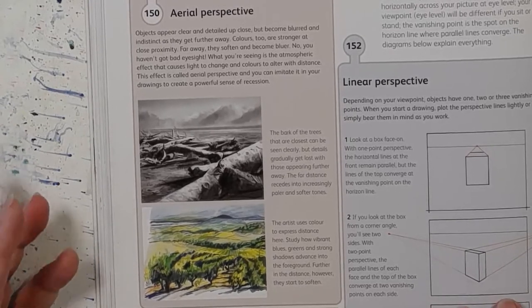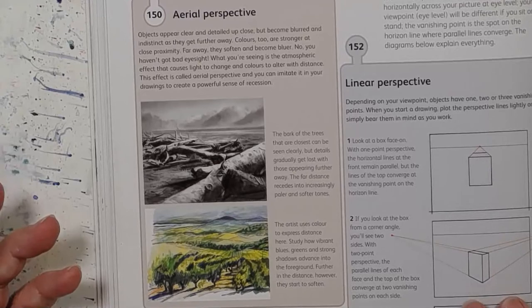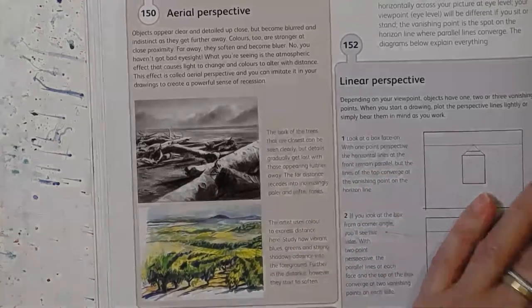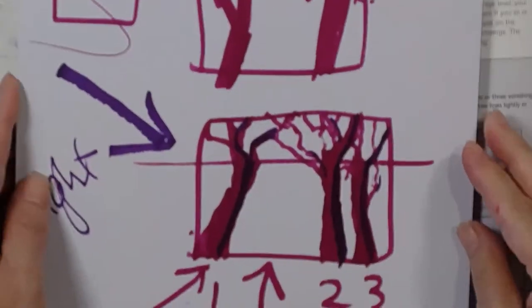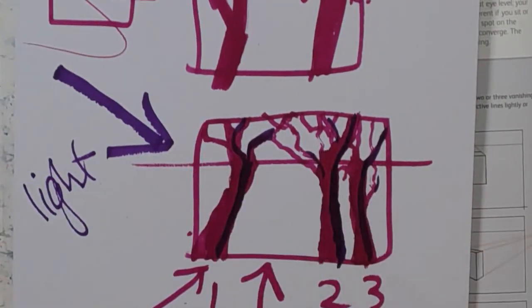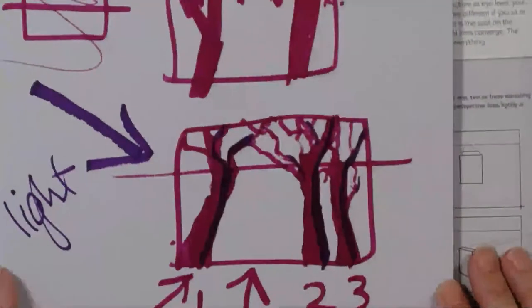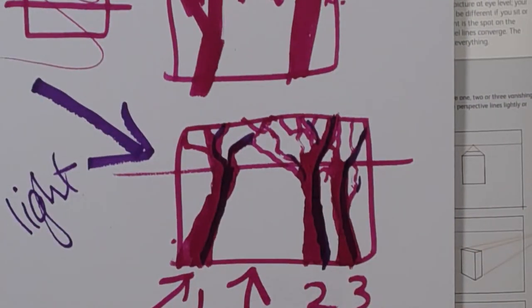Jane says, did you deliberately start tree branches at the horizon line? Ooh. This is the one that I was thinking about. No, it wasn't deliberate. Thank you for pointing that out. That's funny.